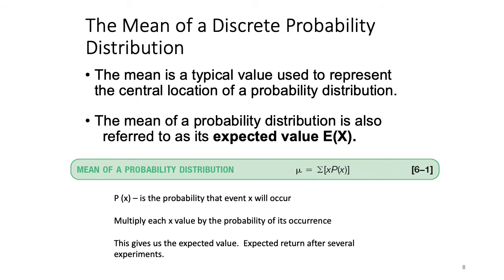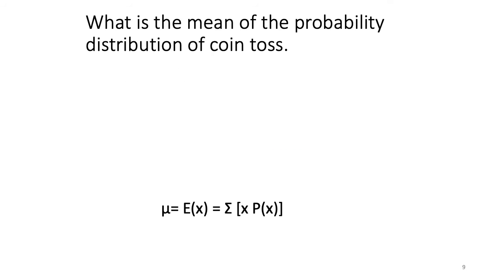Finding the mean of a discrete probability distribution. The mean, otherwise known as the expected value or the expected return of a discrete probability distribution, is found by taking each value x, multiplying it by the probability of that specific outcome, and adding that up. That's going to give us the mean of the discrete probability distribution. Let's have a look at our example.